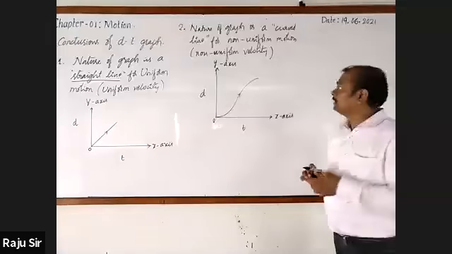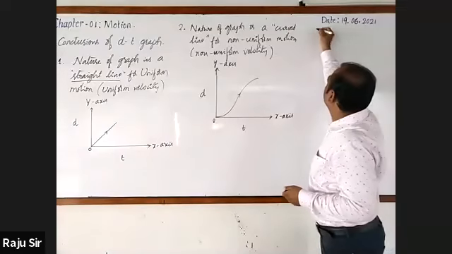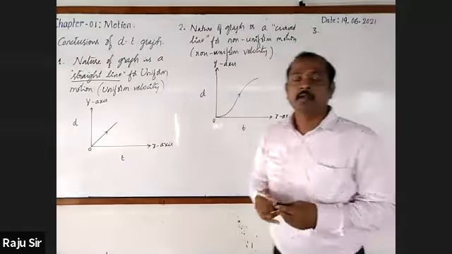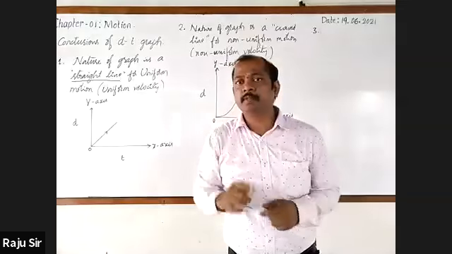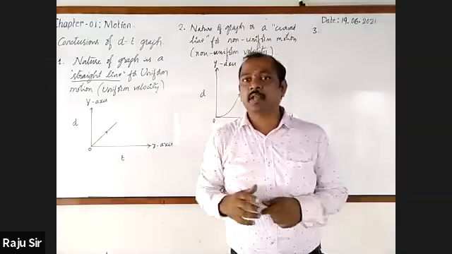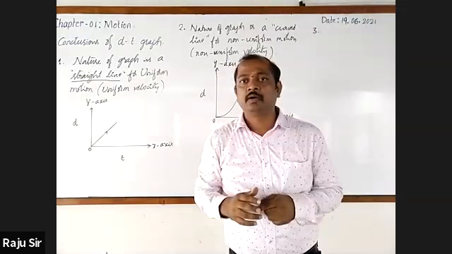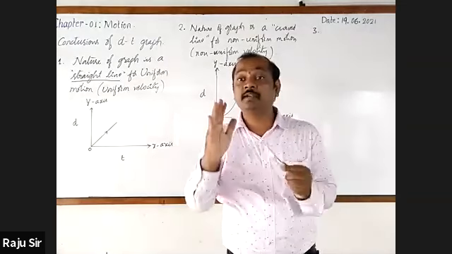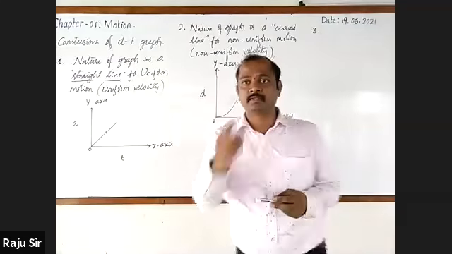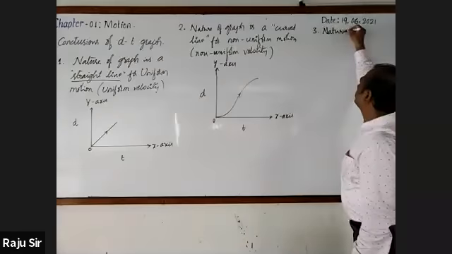Next, third one. Could you tell what is the nature of the graph of a body which is at rest? It is parallel to the X axis, parallel to the time axis. A straight line like this, parallel to the X-axis.